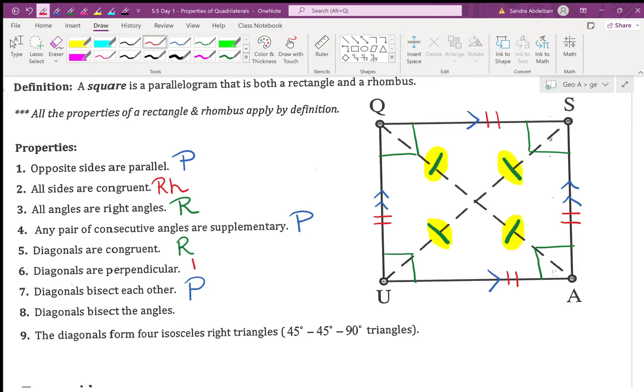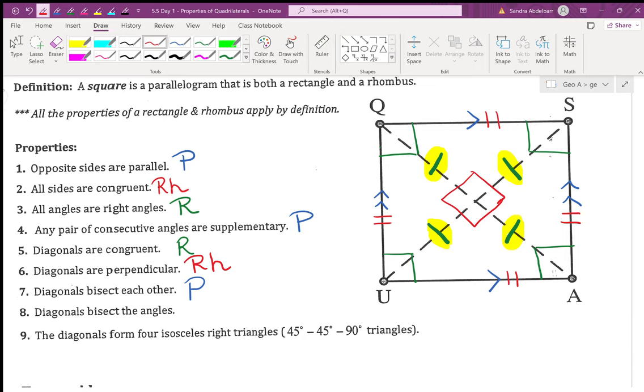So we'll put RH for rhombus. And then what did that mean? The 4 angles in the middle are right angles. The diagonals bisect each other. I'm sorry, not bisect each other. The diagonals bisect the angles. Is that a parallelogram, a rectangle, or a rhombus? The diagonals bisecting the angles.